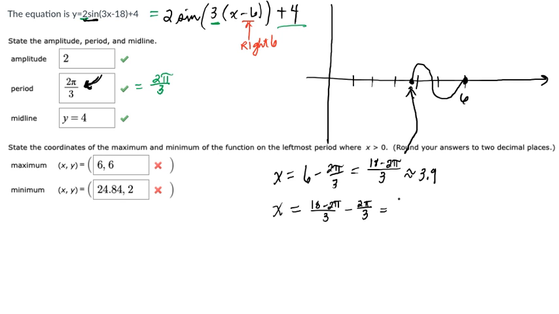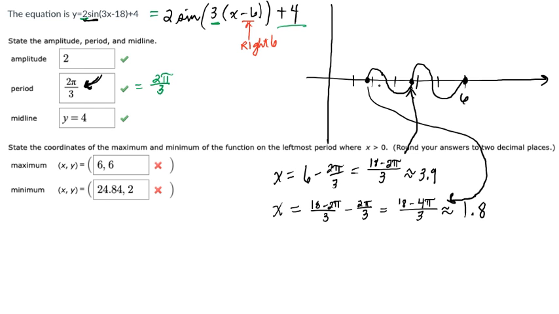So that'll give me (18 - 4π)/3, which is roughly about 1.811. We'll just go with 1.8, so right in there. I got another full cycle. Again, my points are not crossing at the exact places. All I'm doing is getting the starting points for the cycle.